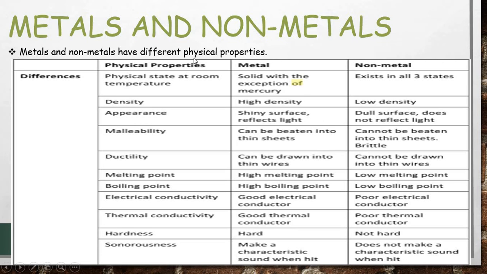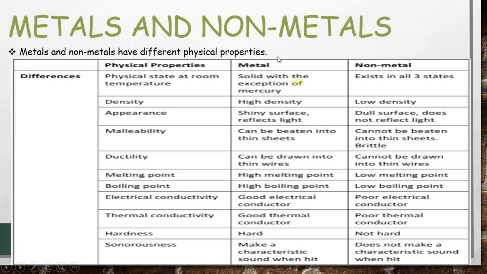Let's see the properties of metals and non-metals. Metals and non-metals have different physical properties. The first difference is the physical state at room temperature. For metals, solid with the exception of mercury. All metals are solid except mercury, which is liquid. No metal exists in all 3 states.